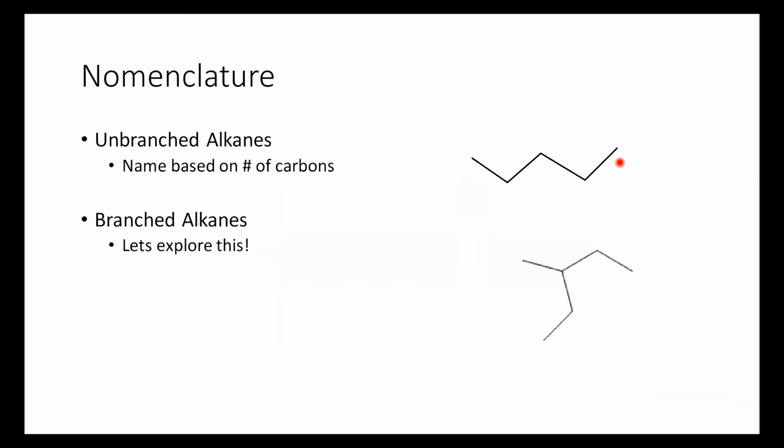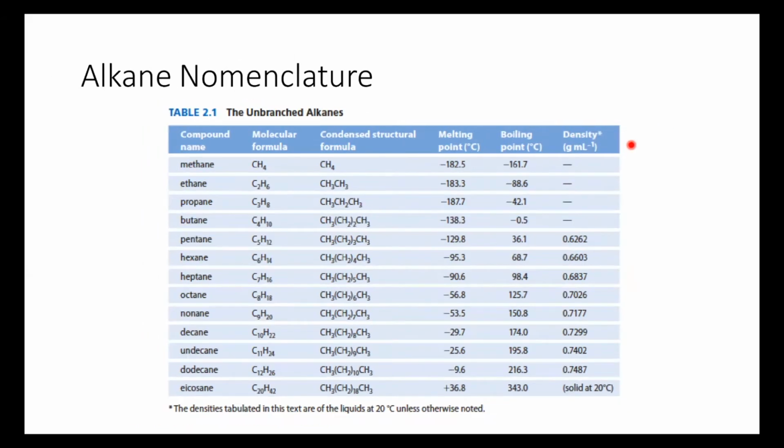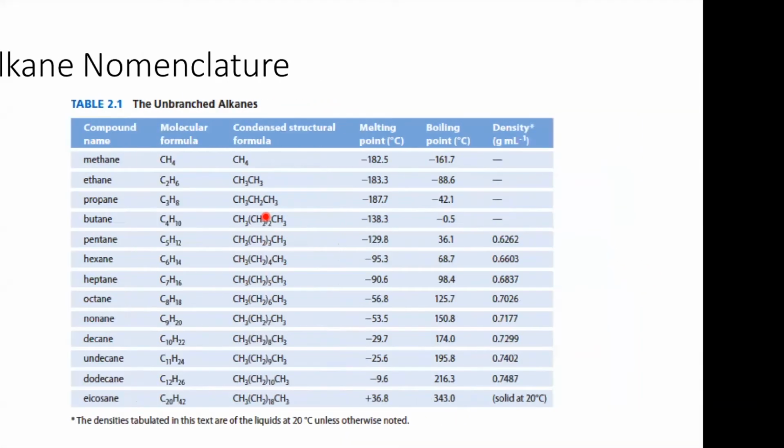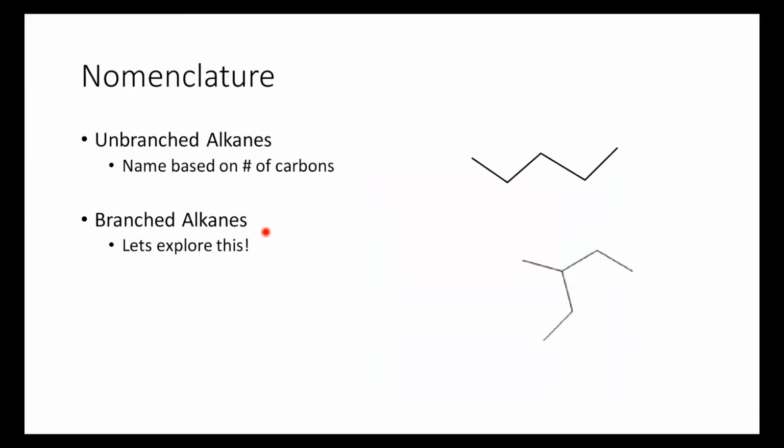So we said that this was 1, 2, 3, 4, 5 carbons. We go to the last slide, and we see again that pentane right here is 5 carbons, right? And we can figure out using this chart that this molecule is actually pentane. So just based on the number of carbons, we can name unbranched alkanes.